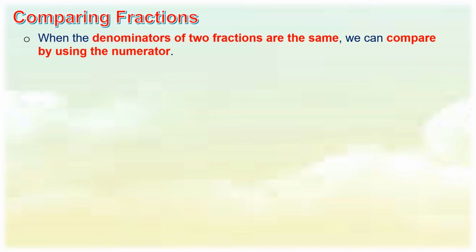Now let us compare fractions. So how to compare fractions? When the denominators of two fractions are the same, we can compare by using the numerator. So suppose we have 2/5 and 3/5. In here, 2 is less than 3, so therefore 2/5 is less than 3/5.